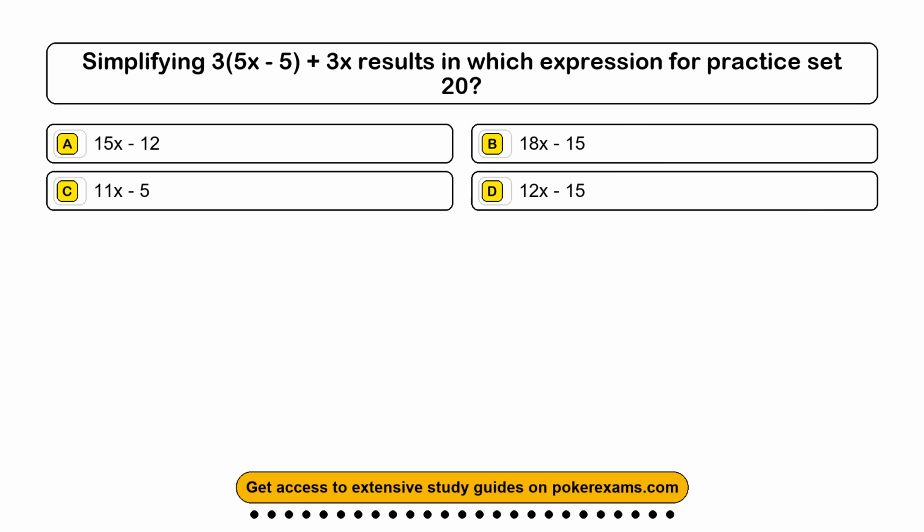Question 7. Simplifying 3(5x minus 5) plus 3x results in which expression for practice set 20? Option A 15x minus 12. Option B 18x minus 15. Option C 11x minus 5. Option D 12x minus 15.